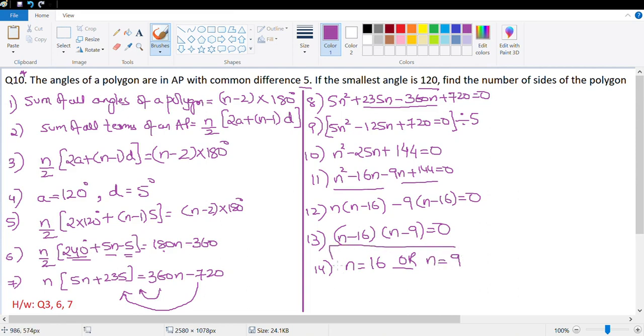So if we have a polygon with number of sides 16 or a polygon with number of sides 9, then we will have an AP, common difference will be 5, and the smallest angle will be 120 degree. Perfect. That brings me to an end of this video.